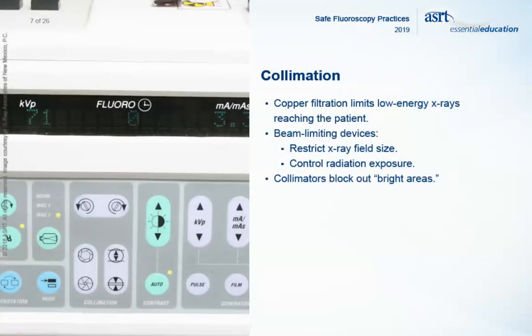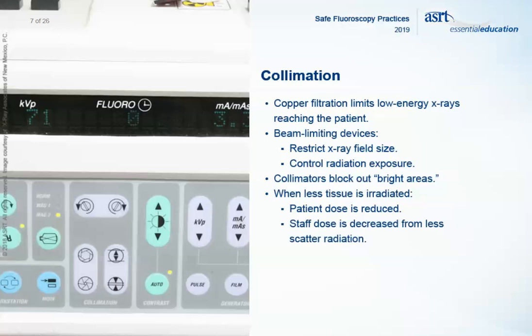Collimators block out bright areas, such as lung or other low-density regions, to provide better resolution of the surrounding tissues. Limiting the beam size also produces many benefits that lower radiation dose. Because less tissue is irradiated, the patient's total dose is reduced, and the dose to imaging staff is decreased because there is less scatter radiation. In addition, the noise added to the image from scatter radiation is decreased. Overall, improved image quality is a major advantage that comes with collimator use.